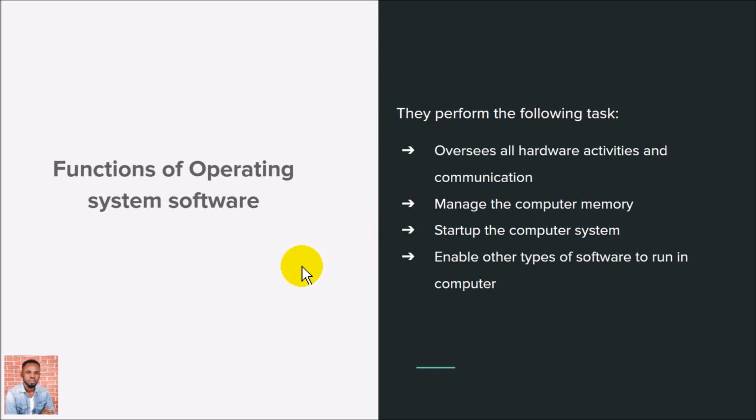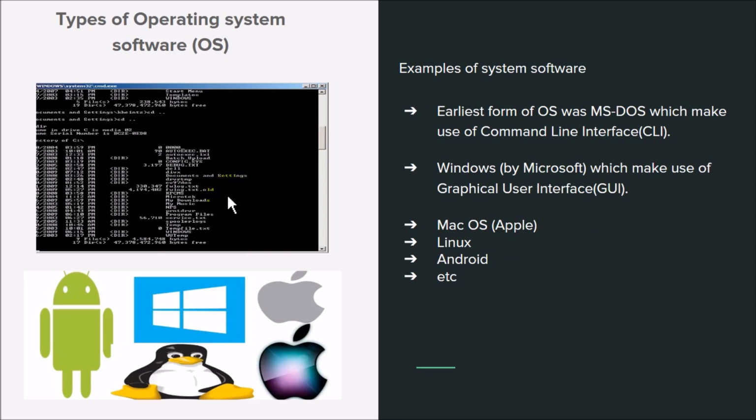Okay, so there are different types of operating system software, starting with the earliest form of OS, which is MS-DOS. This was created by Microsoft over three to four decades ago. This is actually what is known as MS-DOS. This is how MS-DOS looks. Now, the earliest form of OS, this is how it looks.